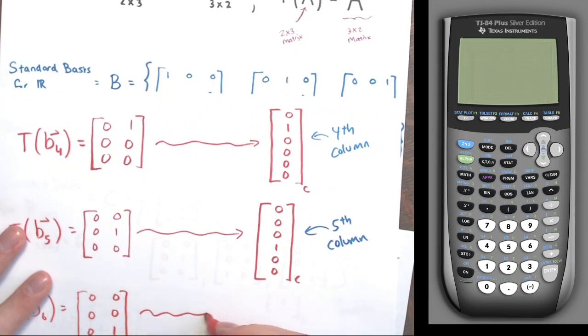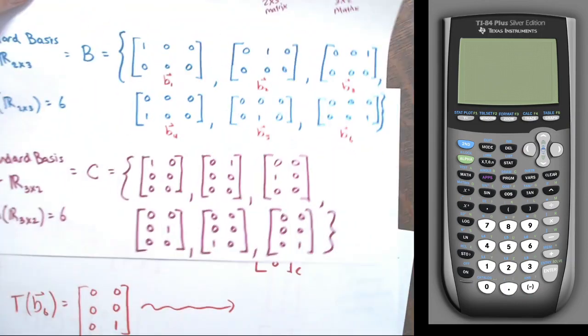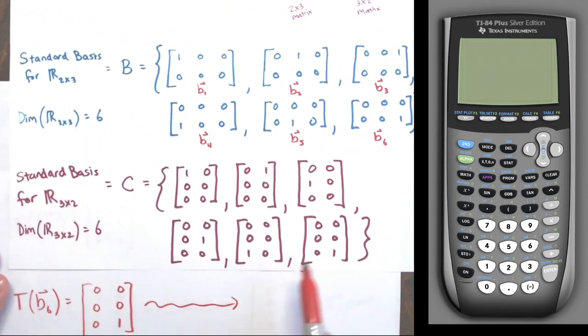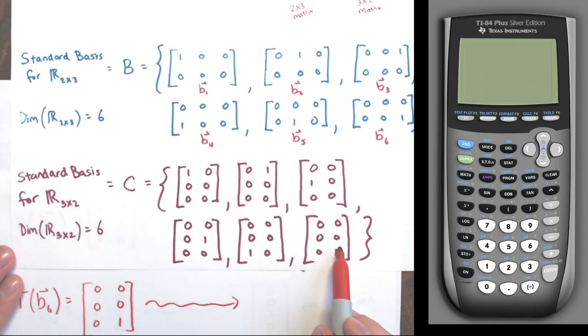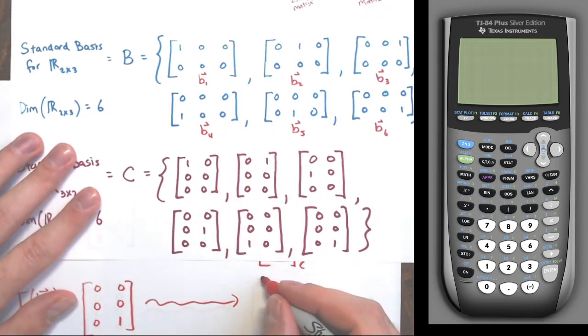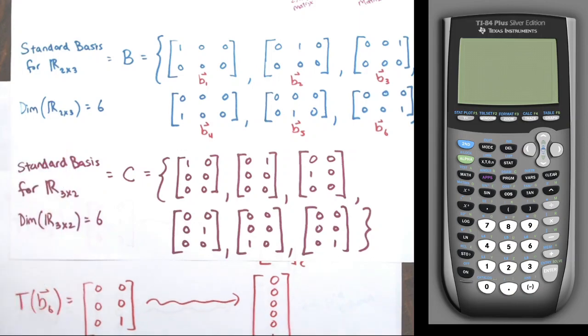And then translate this again to coordinates relative to basis C. Here's basis C. This matrix is that last one. So it's none of the first 5, and then a 1 for the sixth one. So 5 zeros, and then a 1. And this will be the sixth column of the standard matrix.